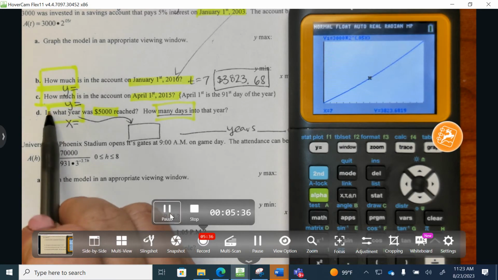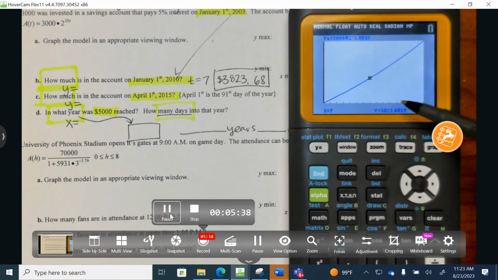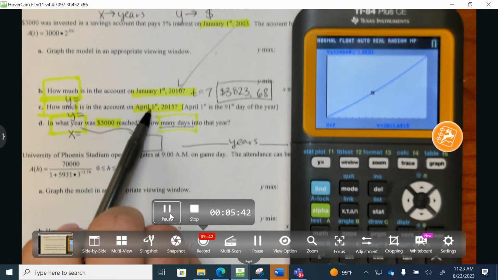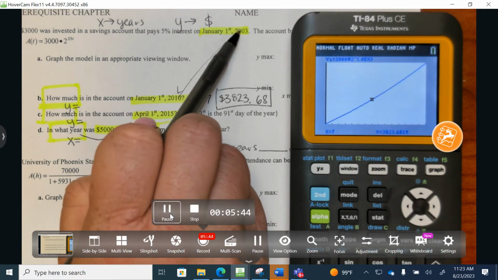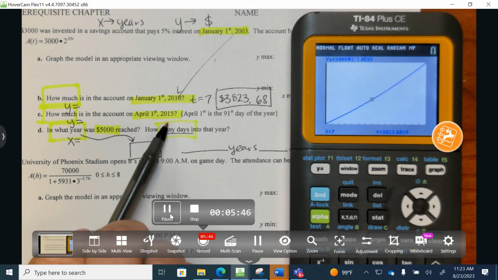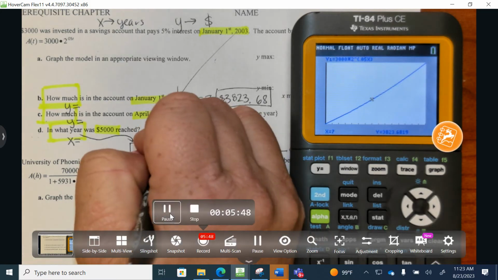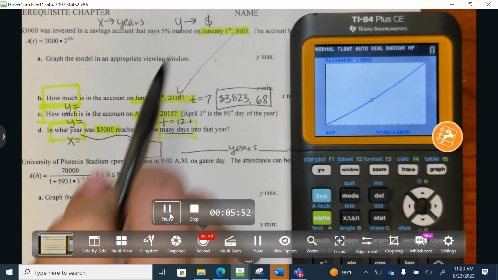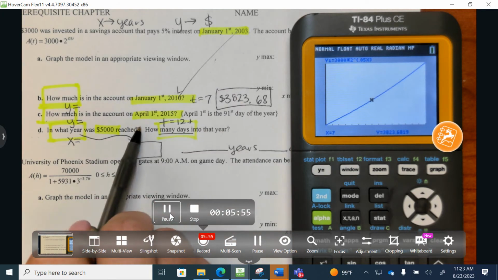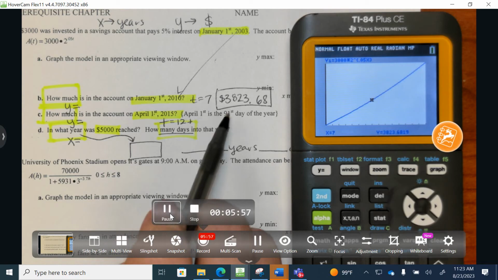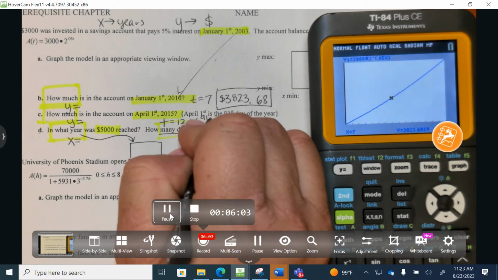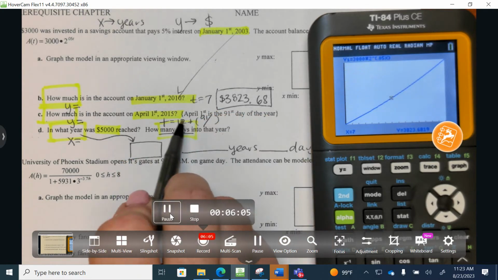Now, part C, again, how much? I'm looking in the Y. Now, when I count here, here's the confusing part. The easy part is that going from 2003 to 2015 is a total of 12 years. So the T value is 12, but then we have this additional time. Notice it's not January 1st, it's April 1st, and it tells us that April 1st is the 91st day in the year. So in addition to this, I need to go 91 over how many days are there in a year?